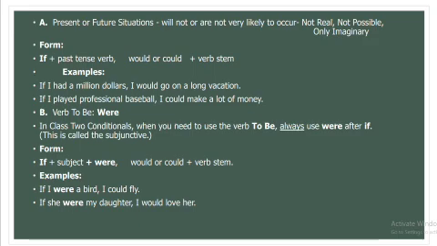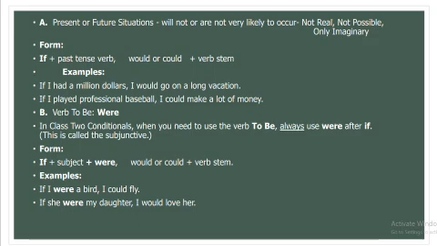If I had $1,000,000, I would go on a long vacation. If I played professional baseball, I could make a lot of money. And the next point is the verb to be. The past form of the to be verb is were.